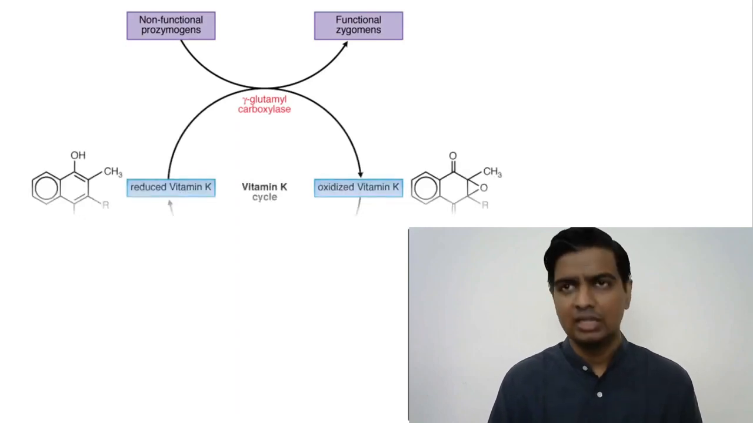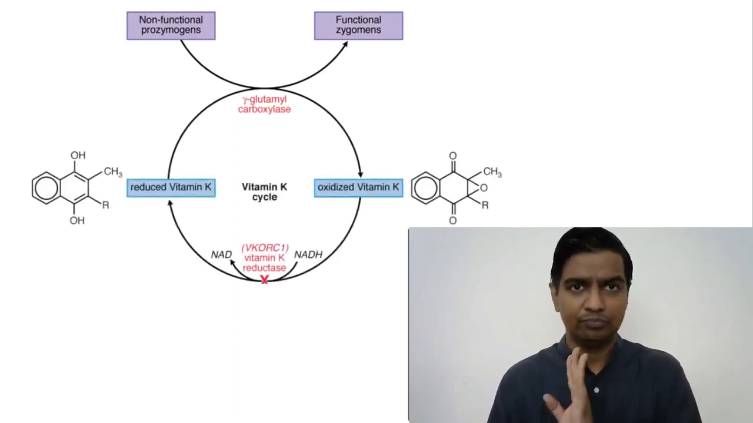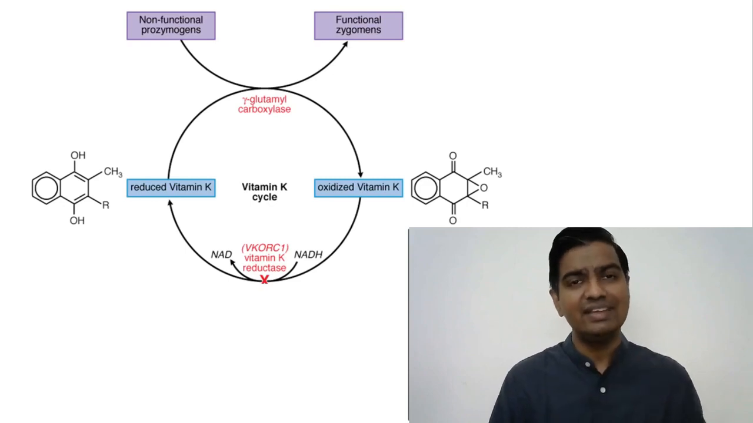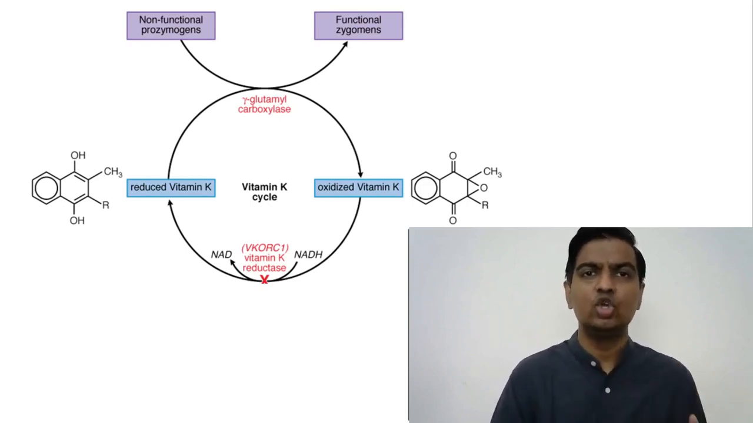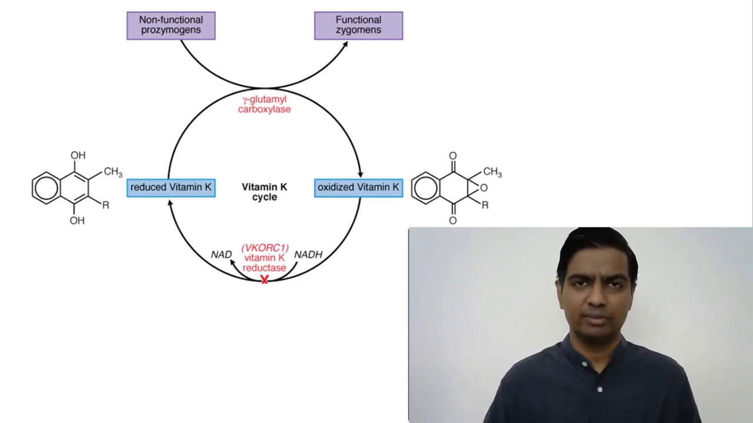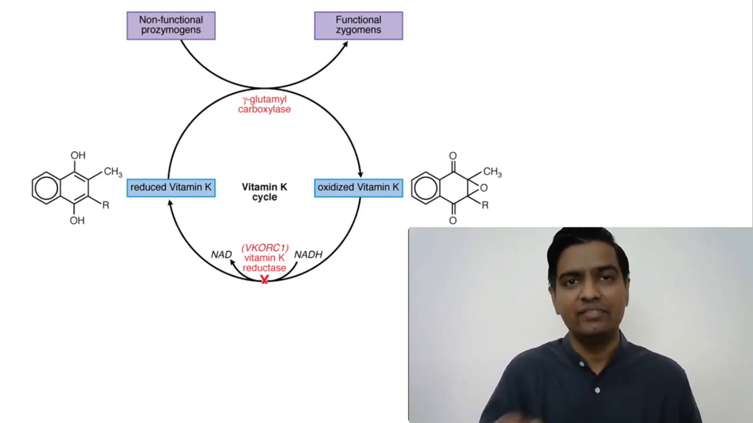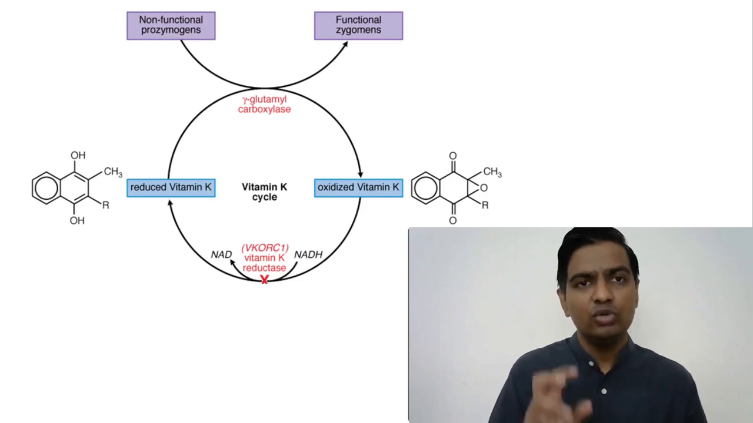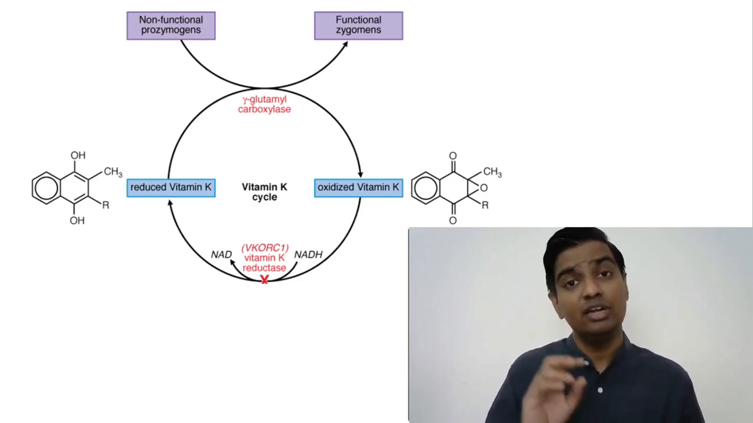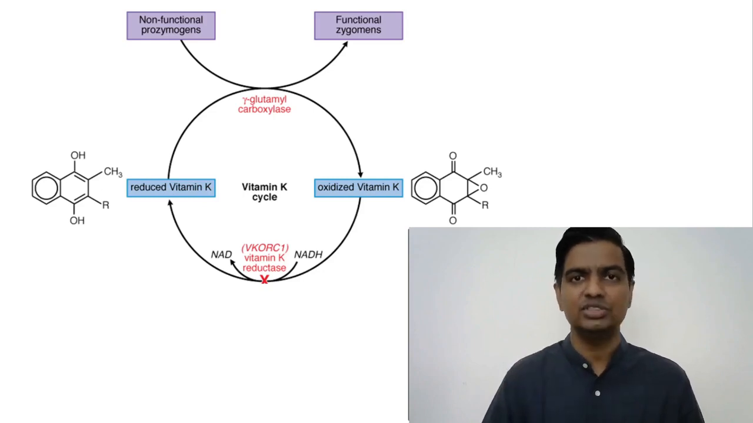How does vitamin K work? Well, for that we need to understand how clotting factors are formed. The clotting factors formed in the liver are clotting factors 2, 7, 9 and 10. When they are synthesized in the liver, they are in non-functional prozymogen forms. They are not functional. They cannot be activated. They are not just inactive, they cannot be activated. I hope you get the difference. We want to convert these non-functional prozymogens into functional zymogens. Functional zymogens would be inactive forms of these enzymes, these proteins, which can be activated. Getting the difference?